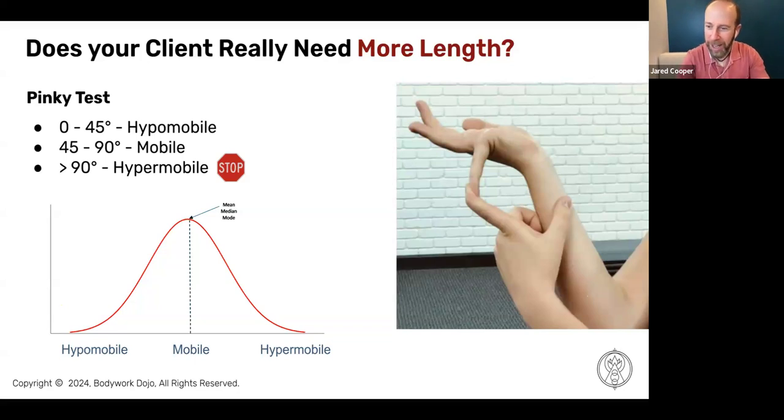I am definitely not hypermobile. If anything, I probably go towards the hypomobile side. Put that in there. Boom. 30 degrees for me. Elizabeth, you're hypomobile. Wendy, you're mobile. By the way, being mobile is perfect. You don't want to be hypomobile and you don't want to be hypermobile, basically.